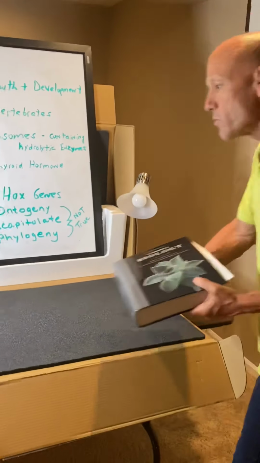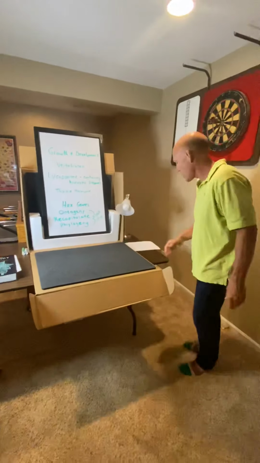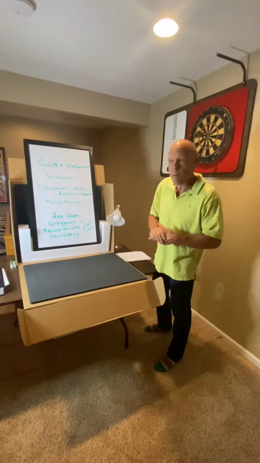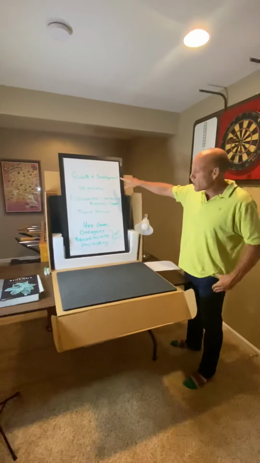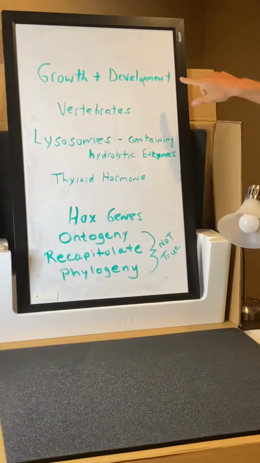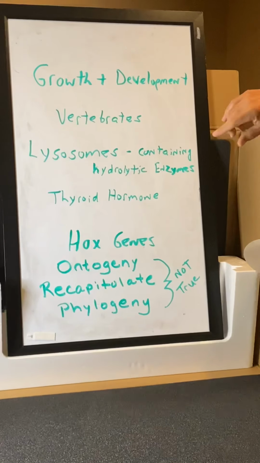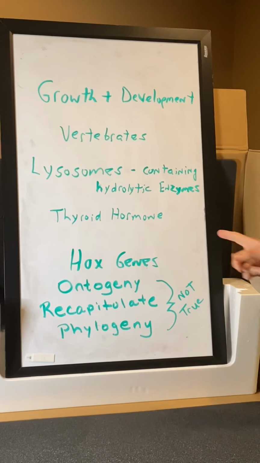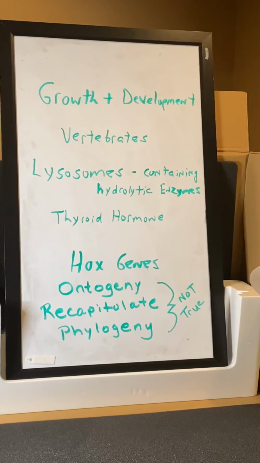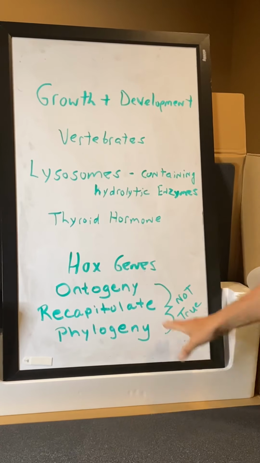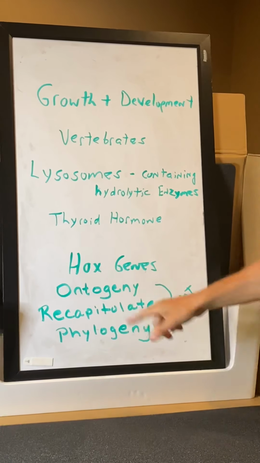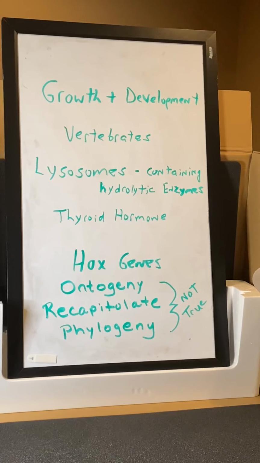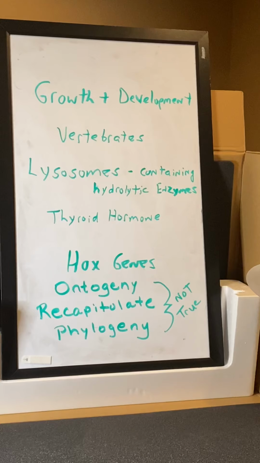So I set up my little room down here, and I'm going to show you a couple of specimens. Like I said, they're only going to be here for a couple days, so we have to do this today. But what I'm going to talk about in a very short period of time, hopefully under 10 minutes, is growth and development, vertebrates, lysosomes, thyroid hormone, the Hox gene, and then this false statement I want to throw at you, ontogeny recapitulates phylogeny. It's a false statement, but you'll see why I'm tying all these things together.